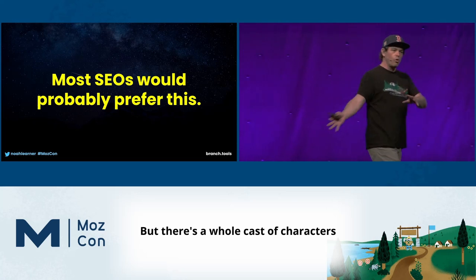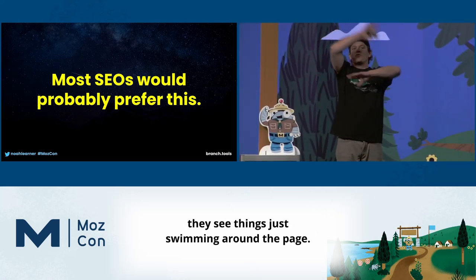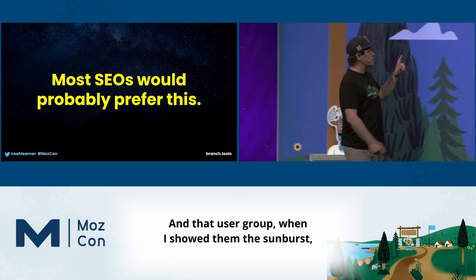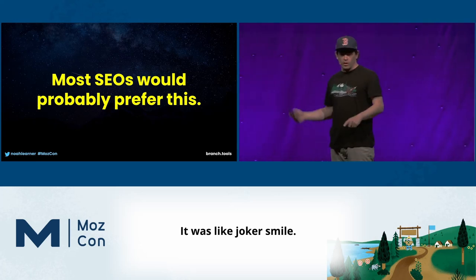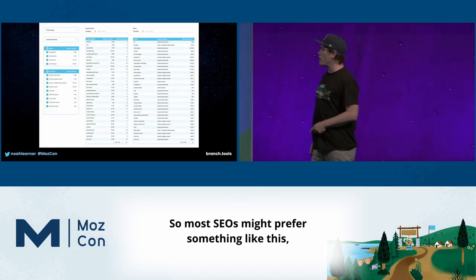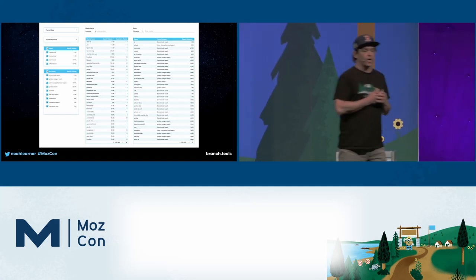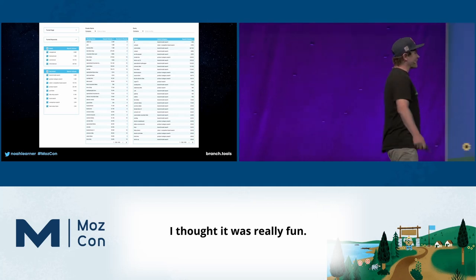But there's a whole cast of characters who, when they look at that, see things just swimming around the page. And that user group, when I showed them the sunburst, were like, oh my God. It was like Joker smile. It totally worked. So most SEOs might prefer something like this, especially if it has Moz colors. This is a Data Studio template that I built for this. I thought it was really fun.